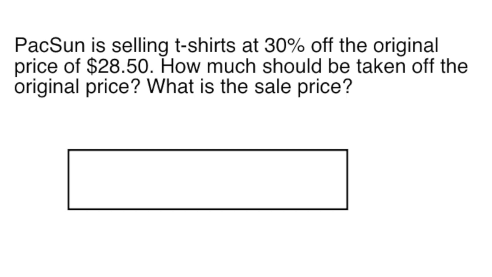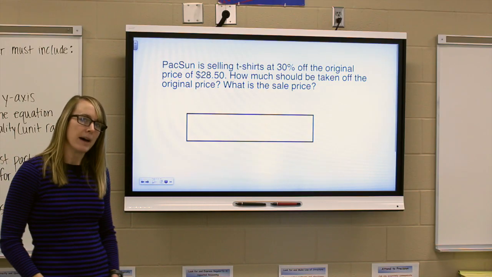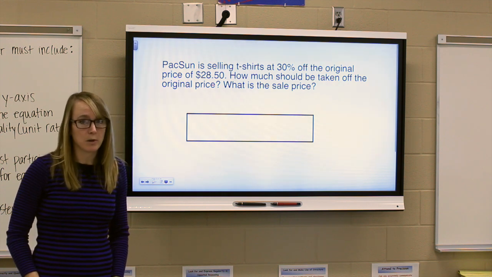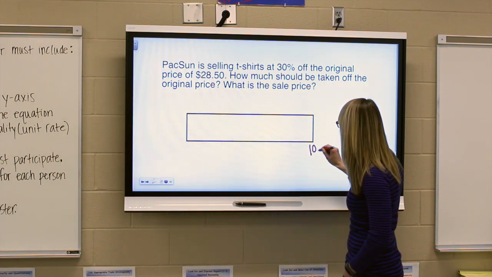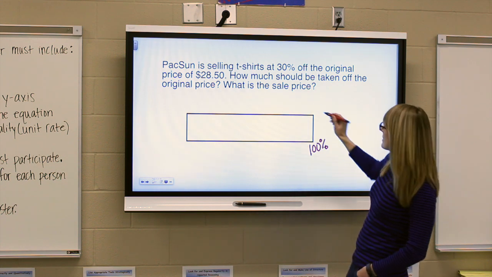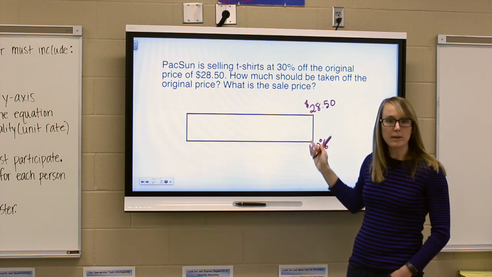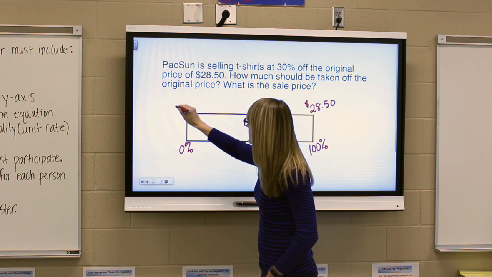PacSun is selling t-shirts at 30% off the original price of $28.50. How much should be taken off the original price, and what is the sale price? Well, 30% is not one of my benchmarks, but it is a multiple of 10%, and 10% is easy to work with. So I'm going to see about splitting this, starting with 100% right here. My whole price was $28.50. So I would always start by setting up what you know. And I know that 0% would be $0.